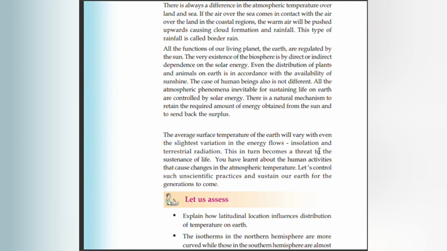The average surface temperature of the earth will vary with even the slightest variation in the energy flows, insolation and terrestrial radiation. This in turn becomes a threat to the sustenance of life. We have learned about the human activities that can change the atmospheric temperature. Let's control such unscientific practices and sustain our earth for the generations to come.